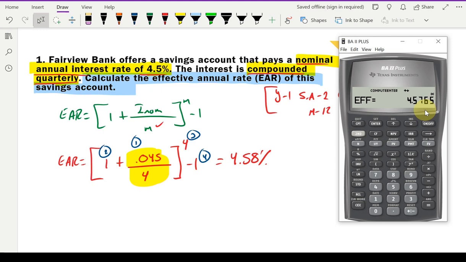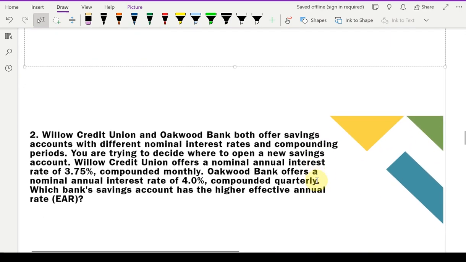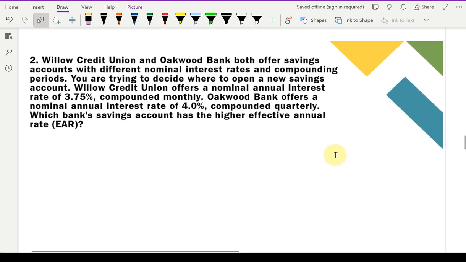Okay, all right. So now you can use the formula. You can use the calculator. Use whatever you feel comfortable with. Maybe try the formula and then double check with the calculator. Okay, so let's move on to the next problem.